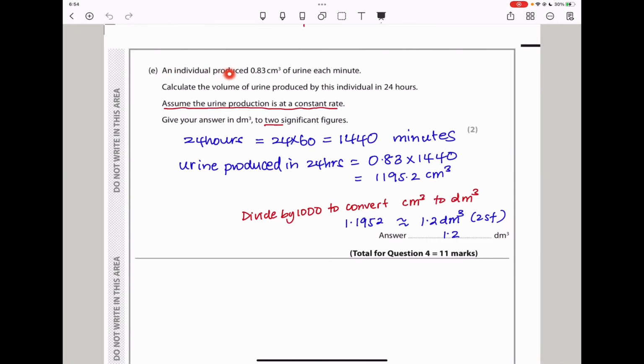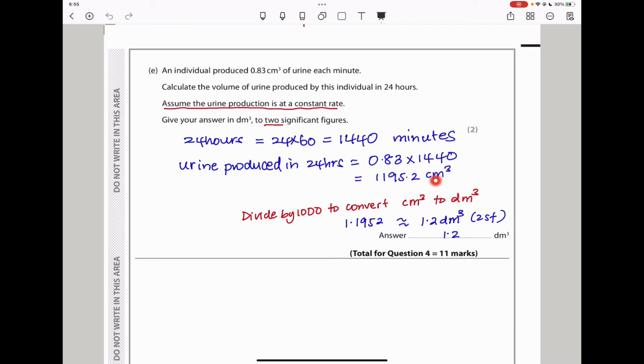So next here they say an individual produced 0.83 centimeters cubed of urine each minute. Calculate the volume of urine produced by this individual in 24 hours. Assume the urine production is at a constant rate and give your answer in decimeters cubed to two significant figures. So here what I did is I had to calculate how many minutes we have in 24 hours. It will be 24 times 60, which is 1440 minutes. And then, if this is per minute, it means that times this time will give us how much urine can be produced in the 24 hours. So 0.83 times 1440 gives us that in centimeters cubed.